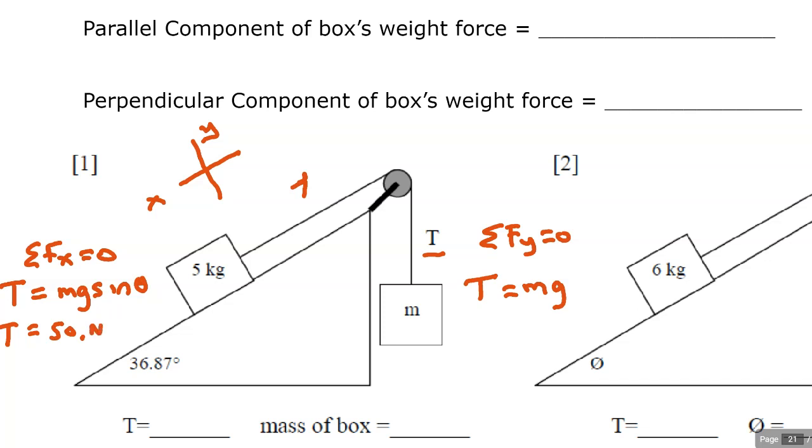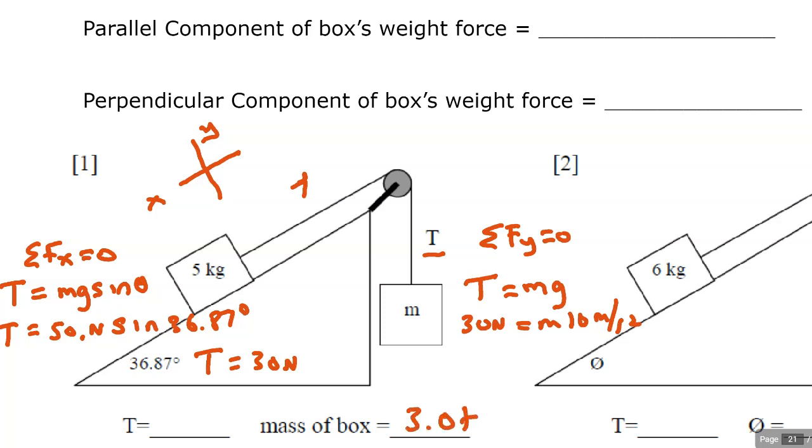We'll make it 50 newtons with 2 significant digits times the sine of 36.87. Turns out the tension is 30 newtons. Now what's that mass? Well, now we'll come over here, and the tension is 30 newtons over here as well, equals m times 10 meters per second squared. So this is 3 kilograms, and this tension is 30 newtons.